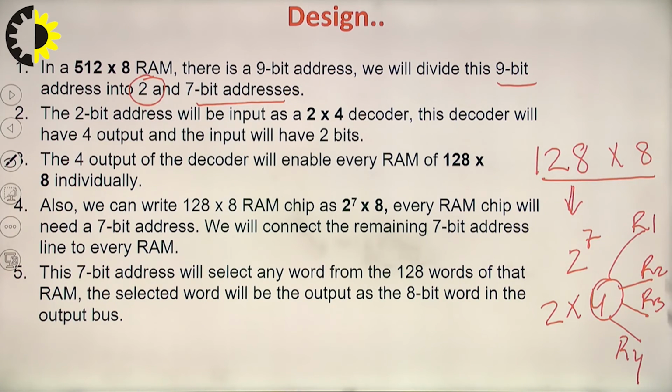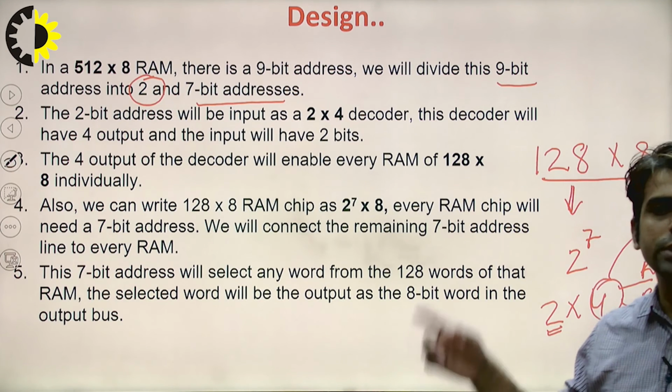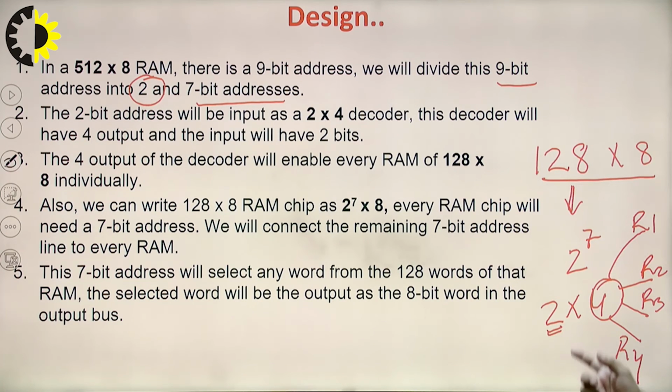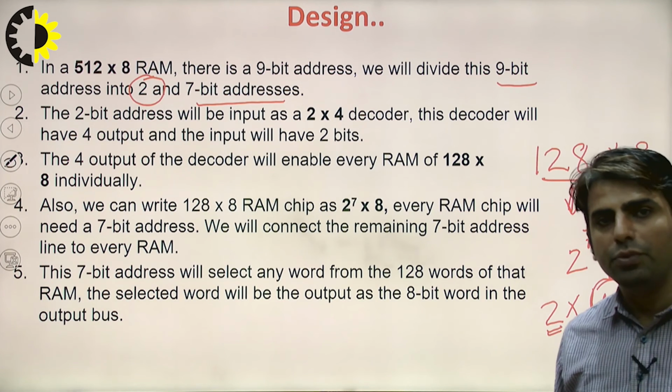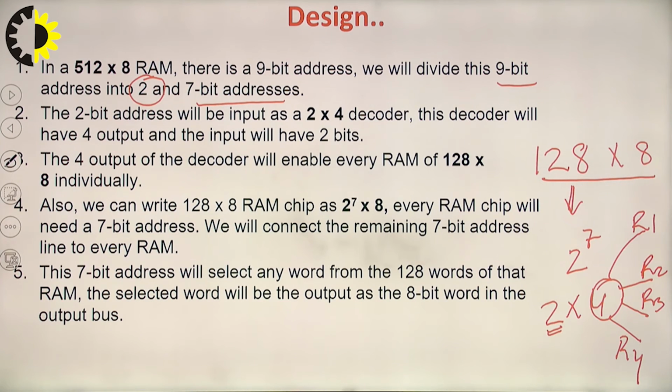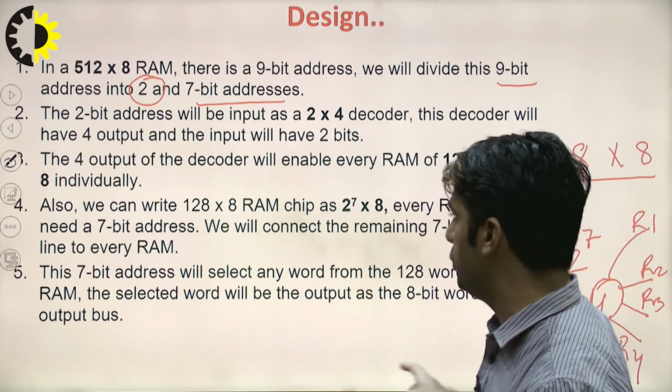So to select one at a time, we need these 2 inputs. For example, if we give 0, 0, it will select RAM 1. We give 0, 1, it will select RAM 2. We give 1, 0, it will select RAM 3. Similarly, if we give 1, 1, it will select RAM 4. So these 2 are for chip select. Which RAM is to be selected? For that, we have this 2 into 4 decoder, with 2 inputs for selecting any particular RAM, which one will be selected depending upon the values in these 2.